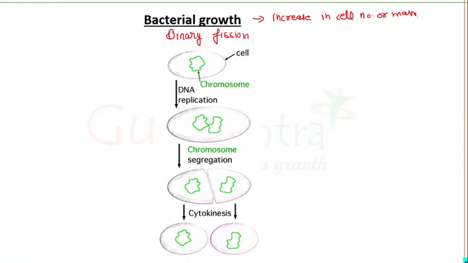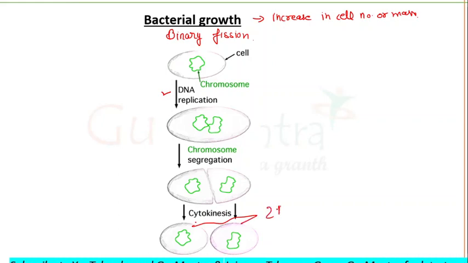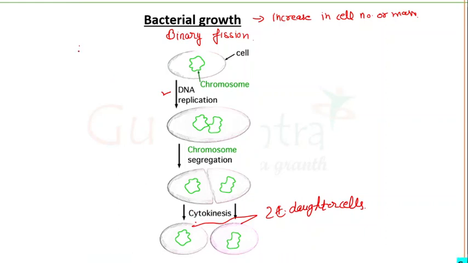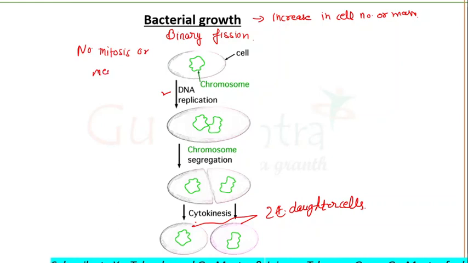Binary fission begins when DNA replication takes place. Each circular strand of DNA will attach to the plasma membrane. The membrane will invaginate, and the cell will be divided into two parts. Cytokinesis will take place, and two daughter cells will be formed. These are the two daughter cells, which have an equal number of chromosomes. No mitosis or meiosis takes place in binary fission.